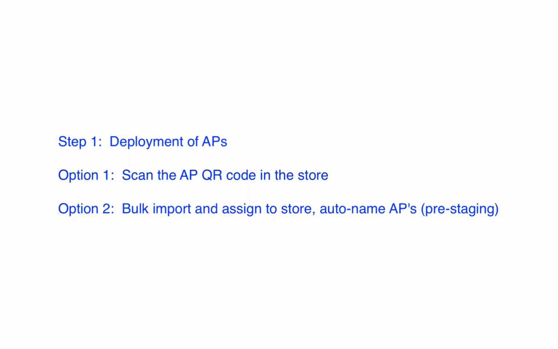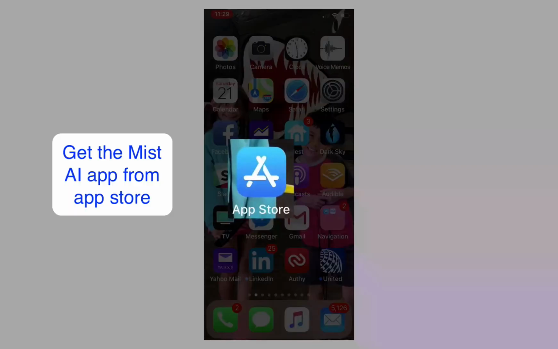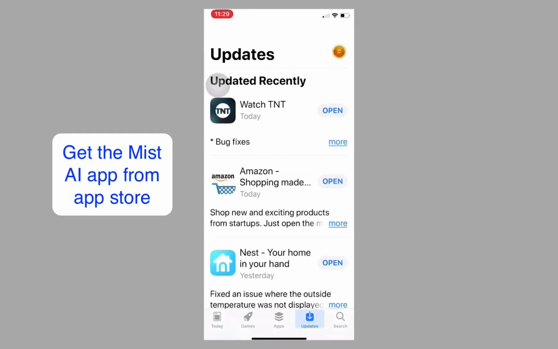Here we provide two options. Use the Mist AI iPhone app to claim APs on-site or pre-stage APs using some very simple Mist tools. Let's look at option one. First, we download the Mist AI app from the Apple App Store.